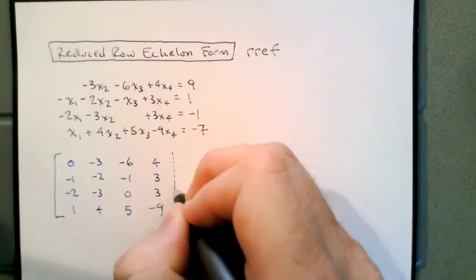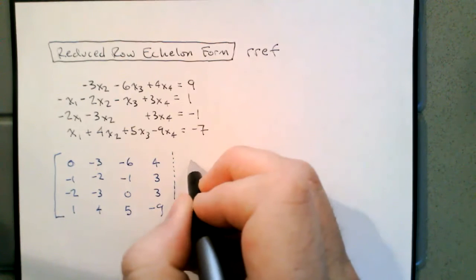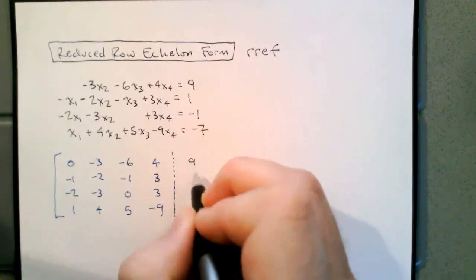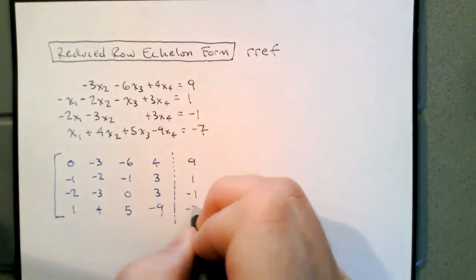I'm going to remind myself that this is an augmented matrix, and I'm going to put the constants on the rightmost column. 9, 1, -1, -7.